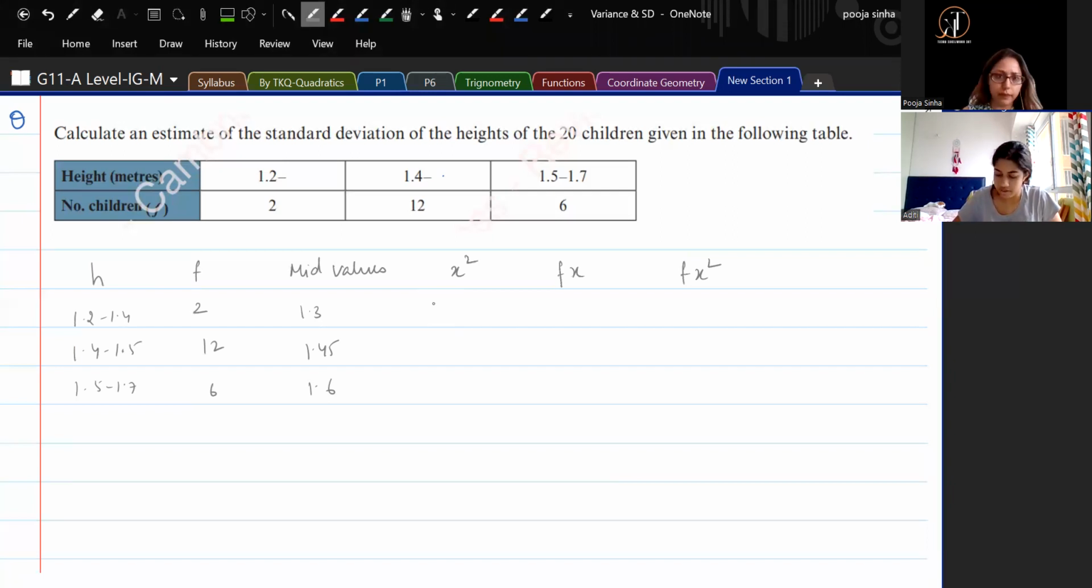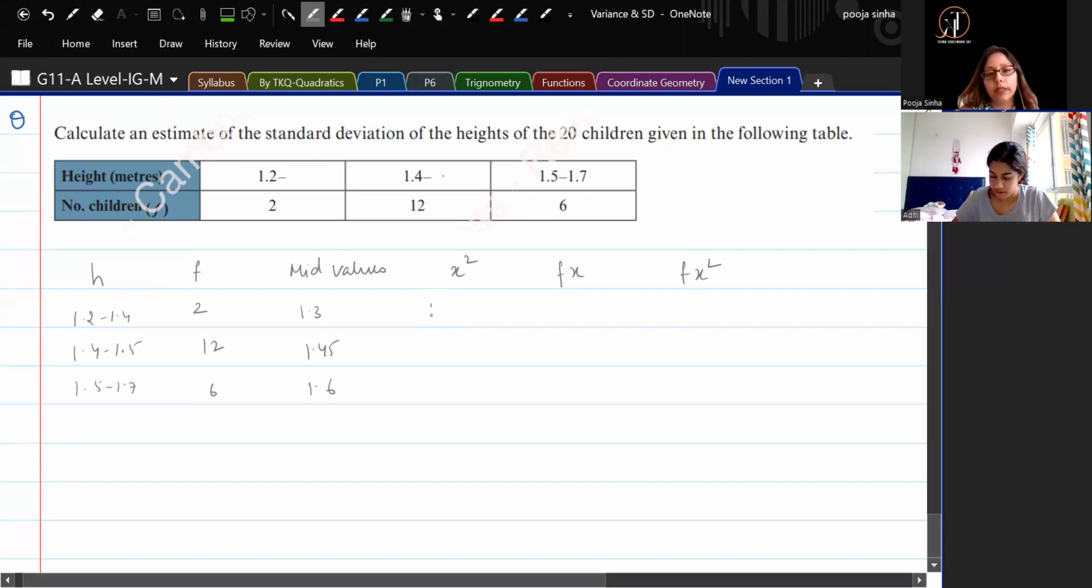So then 1.3 the whole square will be 1.69. Then 1.45 the whole square will be 2.1025. Okay. Then 1.6 the whole square will be 2.56. Then next column.